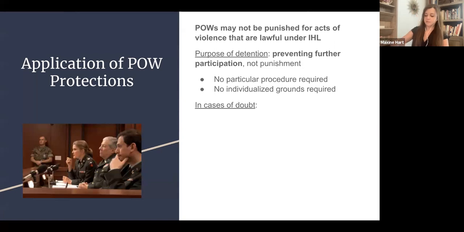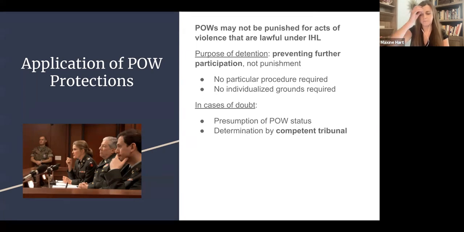In cases of doubt, if someone is captured having committed a belligerent act, and there's some doubt as to whether they qualify for POW status, the law requires a presumption that they do qualify, and that they benefit from the protections of the Third Geneva Convention until the determination is made by a competent tribunal. And that can be either civilian or military.